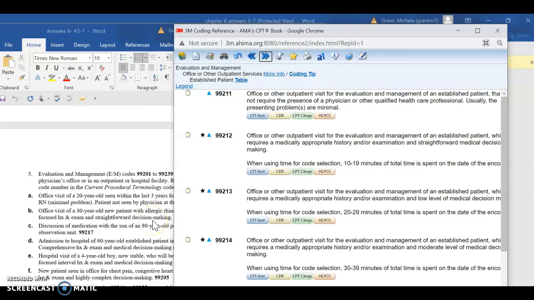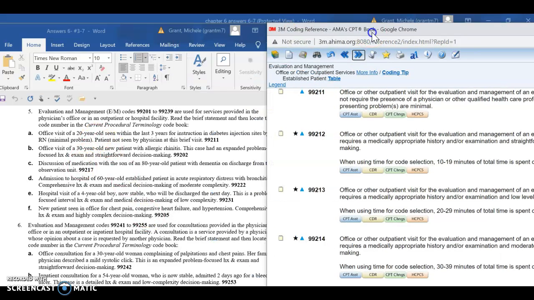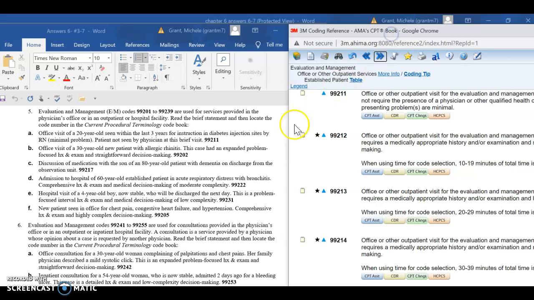All right, so then here we have different. I really do want you to try to figure these out. I have the answers for you, which are fantastic. So 99211, we have that here. You'll have to see if this is correct, straightforward decision making, 99202. But then we get into different ones.